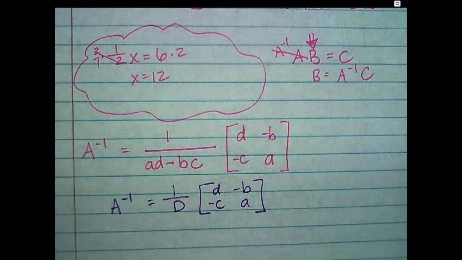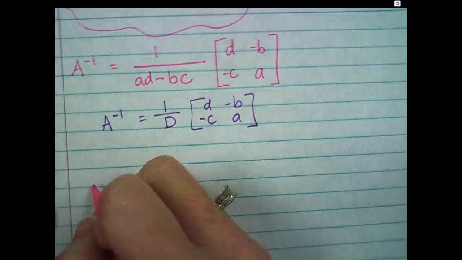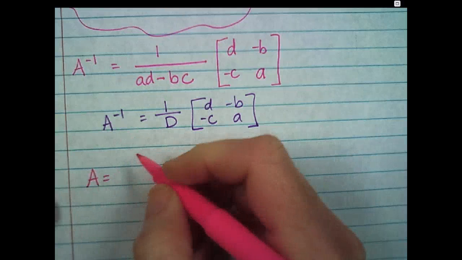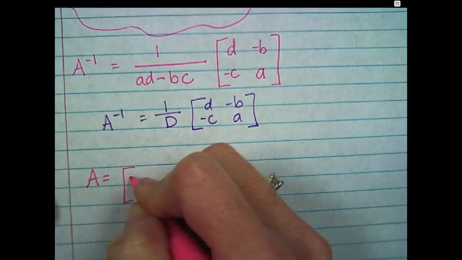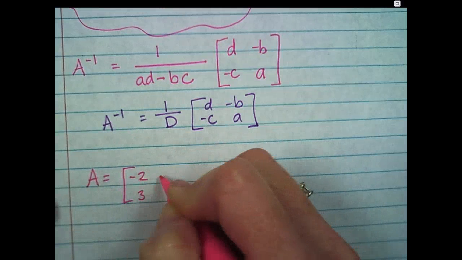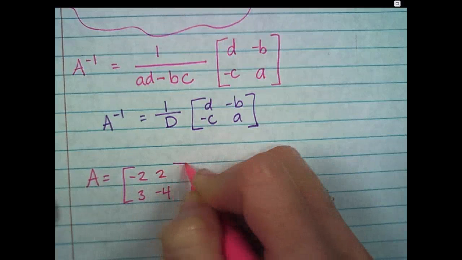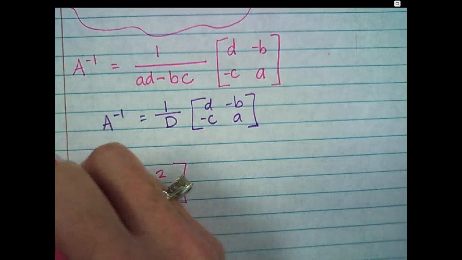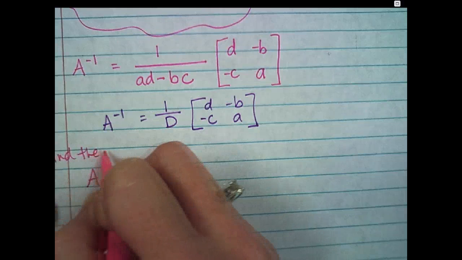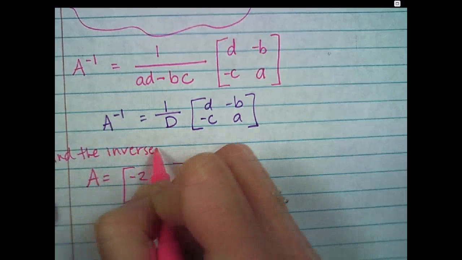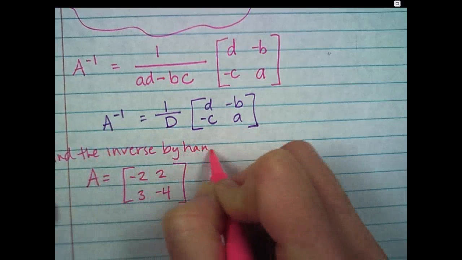Let's just try, right? So this is what your calculator is doing every single time. So you'll tell your calculator, all right, calculator, here is a matrix. And the matrix it's going to give us is negative 2, 3, 2, negative 4. And the directions for this are find the inverse by hand. We're going to do it by hand. We're just going to do 1.